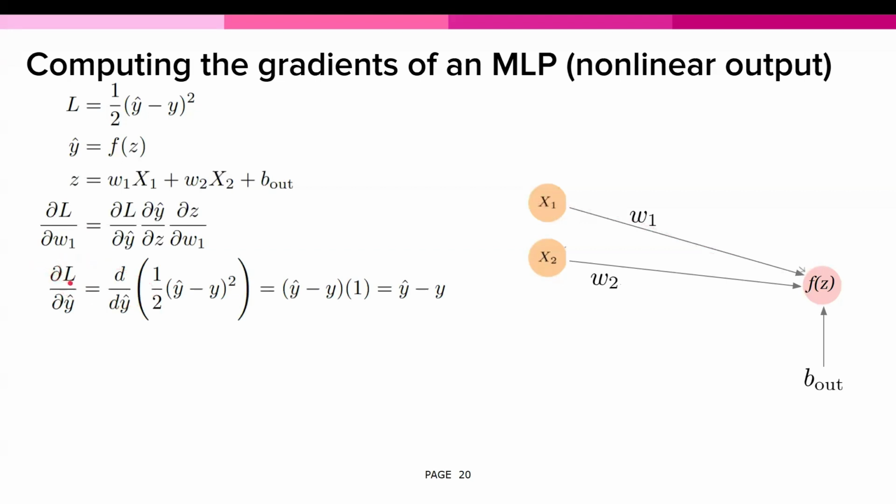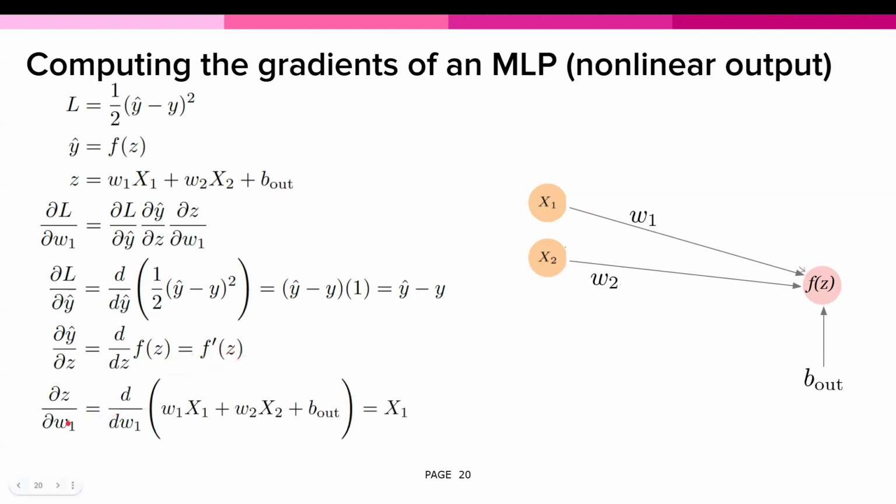The partial derivative of the loss with respect to y hat, that's not going to change in this case. But now the partial derivative of y hat with respect to z, that's going to be different, because y hat is not equal to z anymore, and so the gradient is not simply 1. Instead, we want to be doing d by dz of f of z. And because we've been agnostic about what f is, in general, this is going to be the first derivative of f evaluated at z.